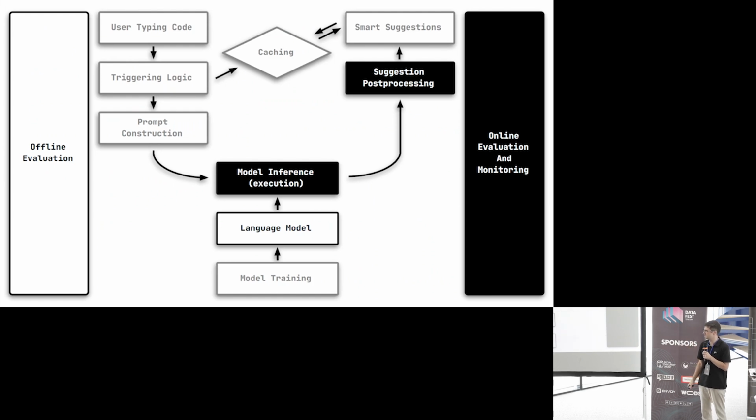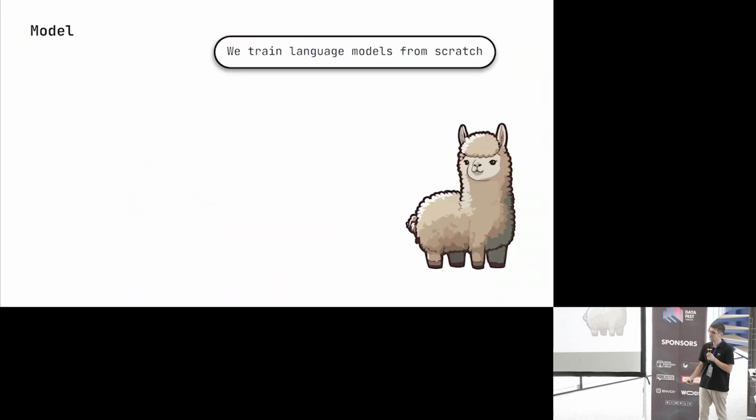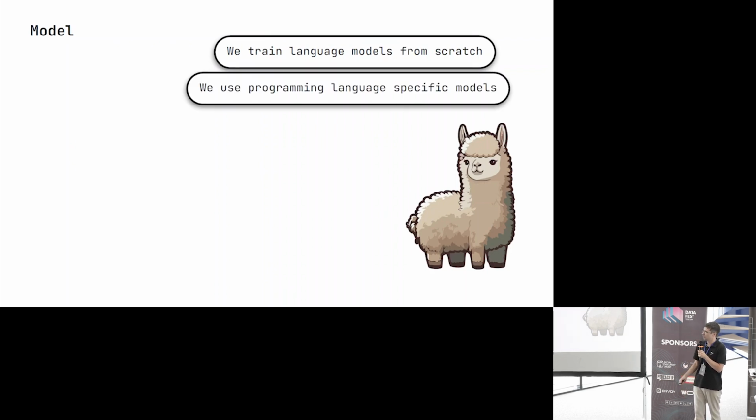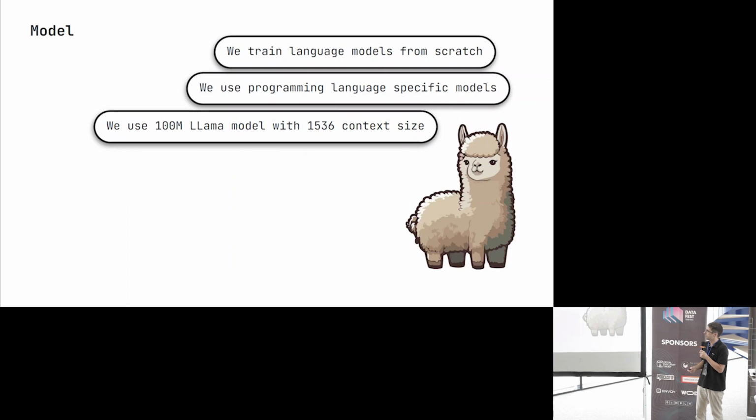And after inference is discussed, let me discuss the language models themselves. In our feature, we do not use any pre-trained models. We train all our models from scratch. We use programming language specific models, which means that every programming language or family of languages has its own dedicated model. We use a 100 million parameter Llama model with a 1500 token context size, which is roughly 200 lines of code. It is the amount of code that the model sees while generating the suggestions.